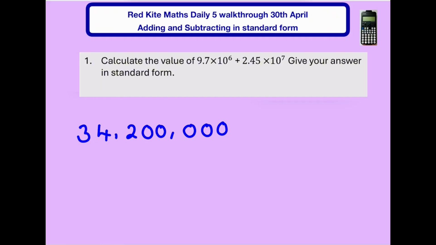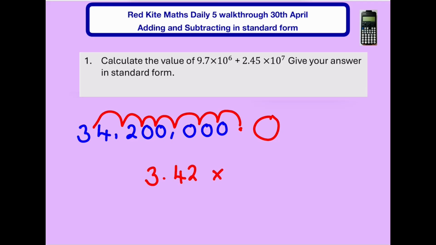34,200,000. So what we're going to do now to help us convert into standard form, I'm actually going to put in a pretend decimal point here and the placeholder 0 afterwards. And that will help me work out how many times I need to move my decimal point to get my answer into standard form. So I'm going to move it 1, 2, 3, 4, 5, 6, 7 jumps so that my answer is 3.42 × 10^7.